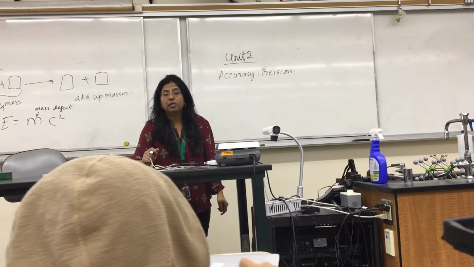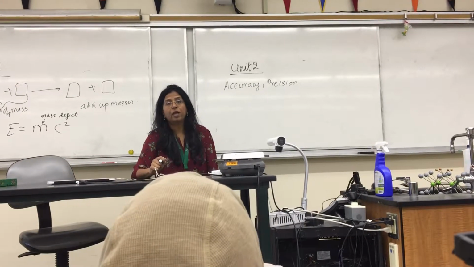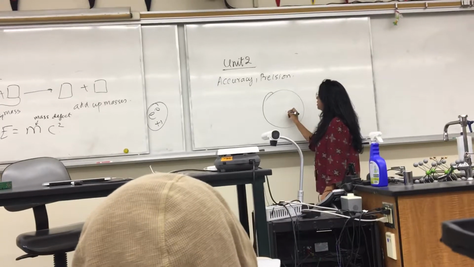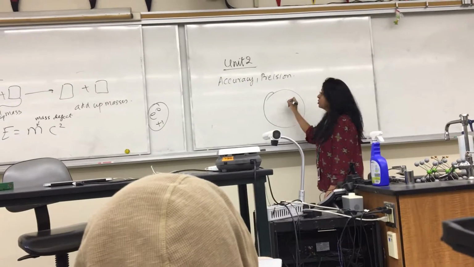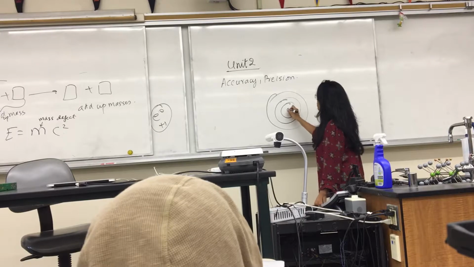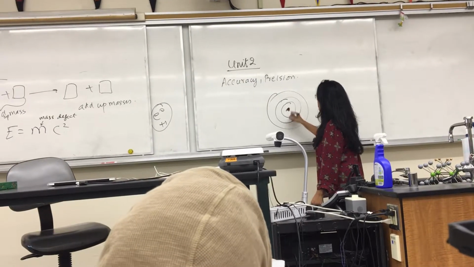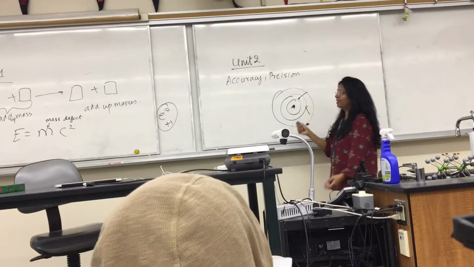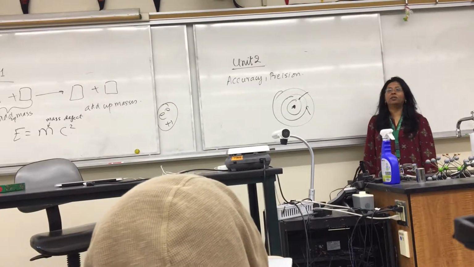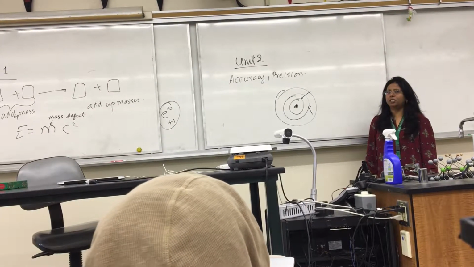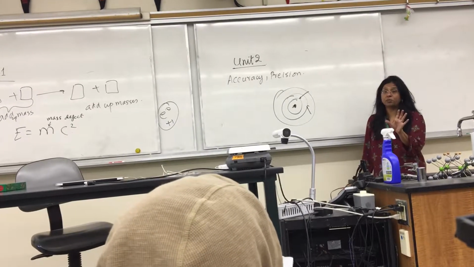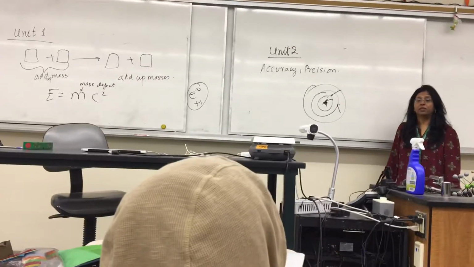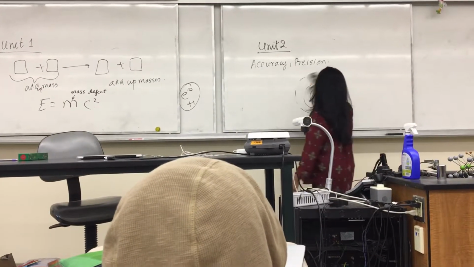Wait, what's accurate but not precise? I don't think you can. It's not possible. So look at it, this is your target. I hit once here, okay, but then I hit here. So you cannot have something that is accurate but not precise. Accurate and precise is possible because every time I hit the bullseye, that's what it means. But the other option is not possible.